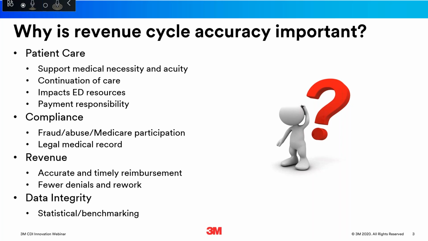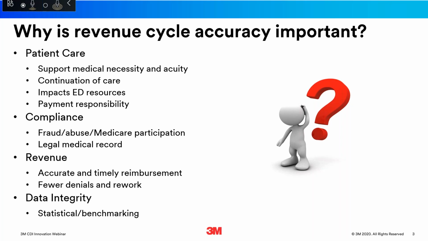Another area where revenue cycle accuracy is important is compliance. We've had it beat into our heads about fraud and abuse, but also our medical records are legal documents. So if you have a record that's getting subpoenaed for a court case, you certainly don't want that to be the place where an inconsistency in your revenue cycle comes to light.